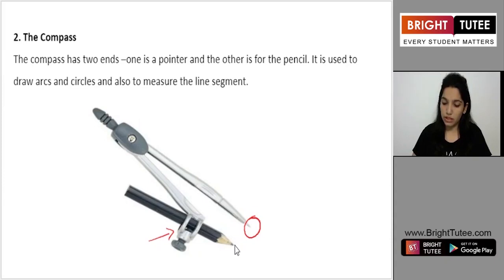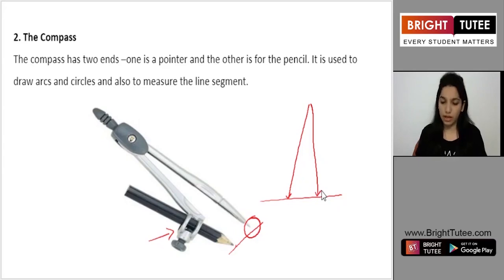And you make sure that the tip of your pencil is really sharp and it must be very much aligned to the pointer itself. So the pointer and the pencil tip should be exactly sitting, like their ends should meet each other, right? They need to be of equal length. So when you put them on a paper, both the tip of the pencil and the compass should be exactly touching the paper. Okay, now it says that it is used to draw the arcs and circles and also to measure the line segments. So this is all the use that we have for the compasses, right?